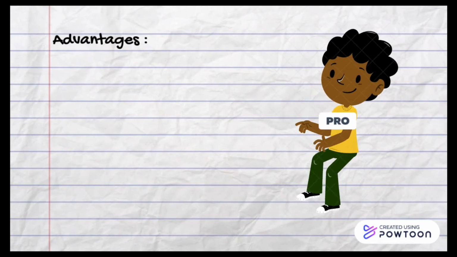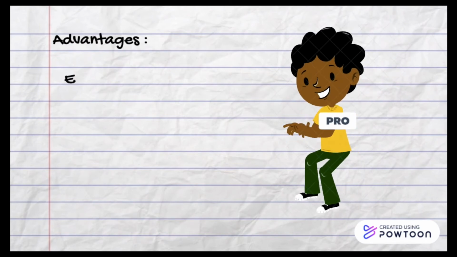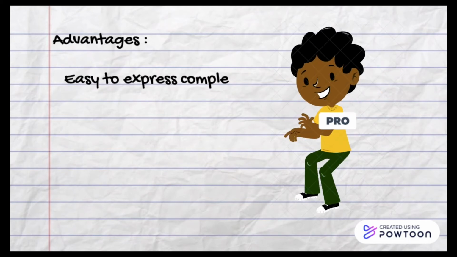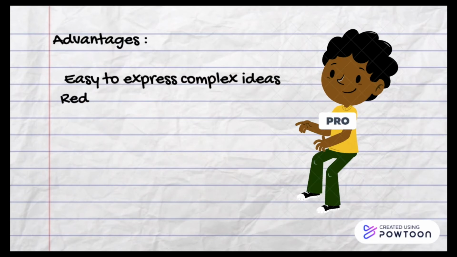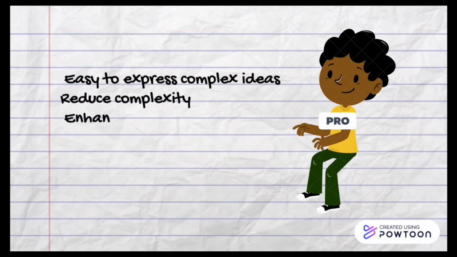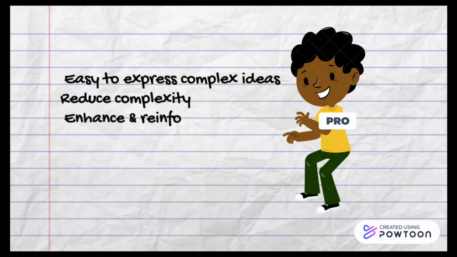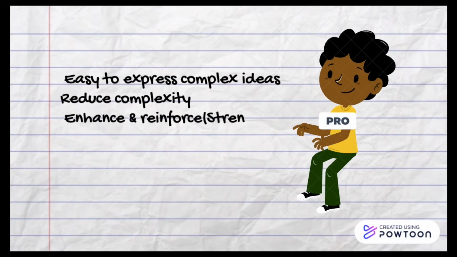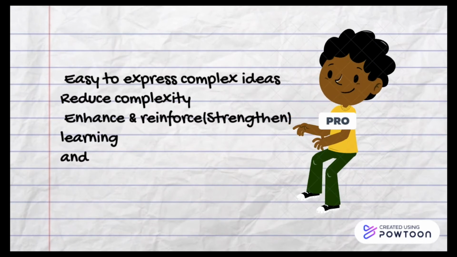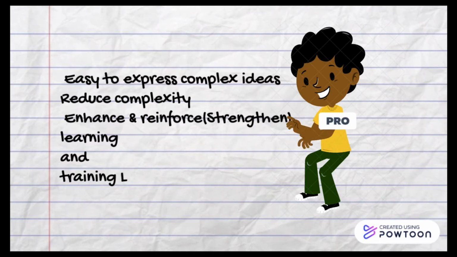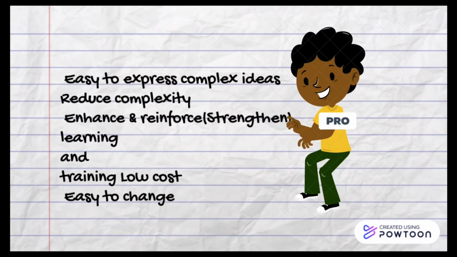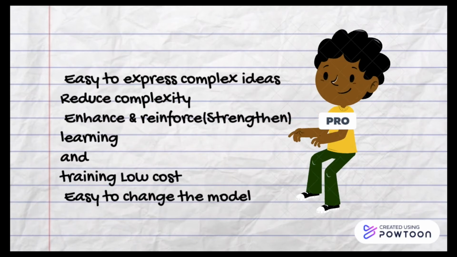We should understand what the advantages of this Unified Modeling Language are. Obviously, we said in the first class that whenever we build software by means of diagrams rather than text, the diagrammatical representation is quite easy. It is easy to express complex ideas, and it reduces the complexity. It strengthens the communication between the client and developer, training is low cost, and it is easy to change the model.